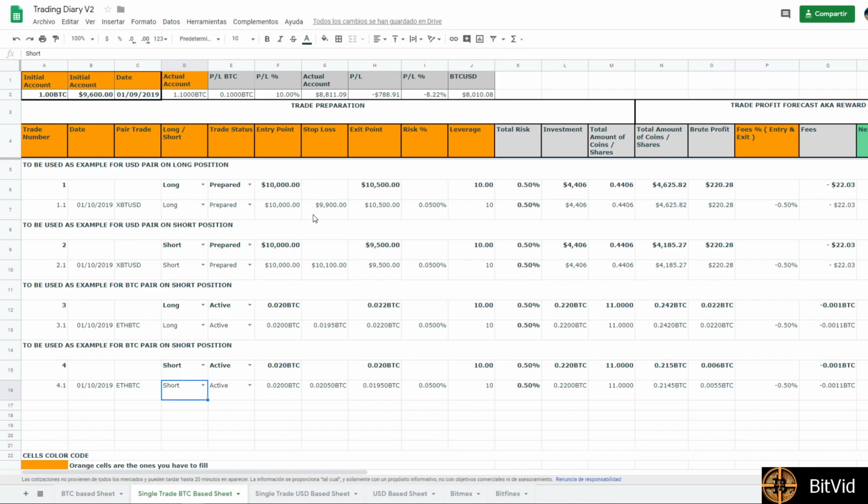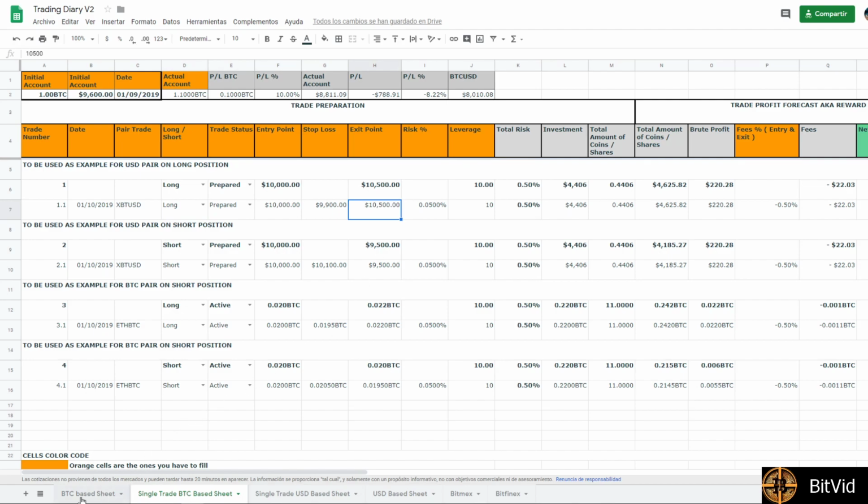But it's enough for the example, I think. You see that you have 2 different sheets for every kind of exchange. This is a single trade BTC based sheet. It means that you only take one trade. You enter a price and exit a price. You are not splitting the trade.